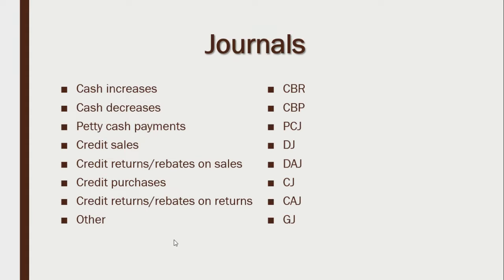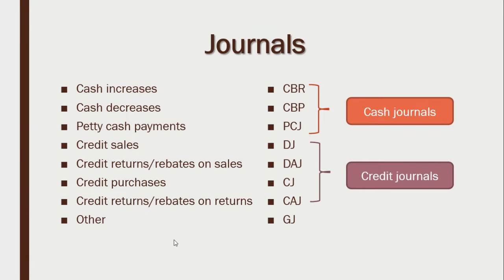Then in your creditors journal, you will capture all your credit purchases that will increase your creditors control by crediting it. And then in your creditors allowance journal, we would capture any credit returns, rebates on those returns, and that would decrease our creditors control. And then the last one, anything that does not fall into the top cash or credit journals will then fall into the general journal. Now, the first 3 are your cash journals, so that would be your cash book receipts, cash book payments, and your petty cash journal.